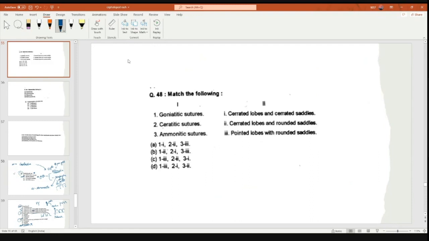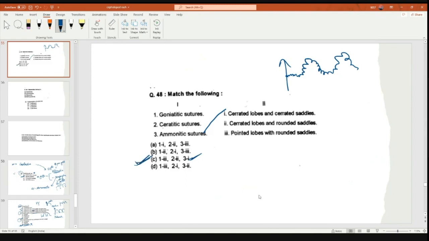So let's see. Serrated lobe. You have to draw a serrated lobe and then a serrated saddle. The saddle is also serrated, so both are serrated. It means it will be ammonitic suture. So only one option is there, so automatically option C is correct.